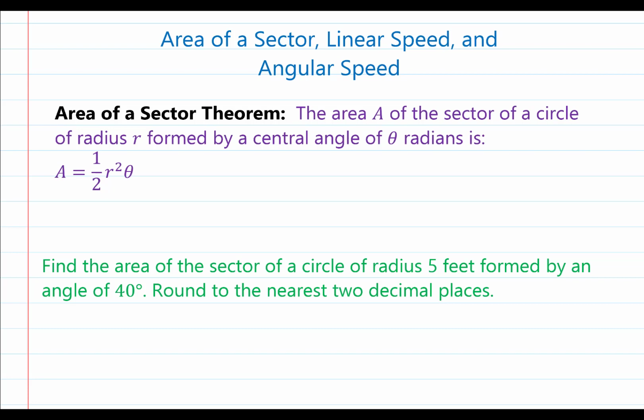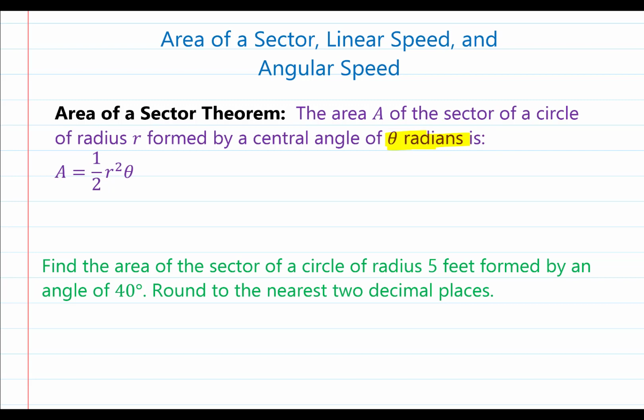The area A of a sector of a circle of radius r, formed by a central angle of theta radians, is: area equals 1/2 times the radius squared times theta, the central angle in terms of radians. So the key here is that theta needs to be in terms of radians. If at any time it's in terms of degrees, to use this formula, you will have to convert it over to radians.